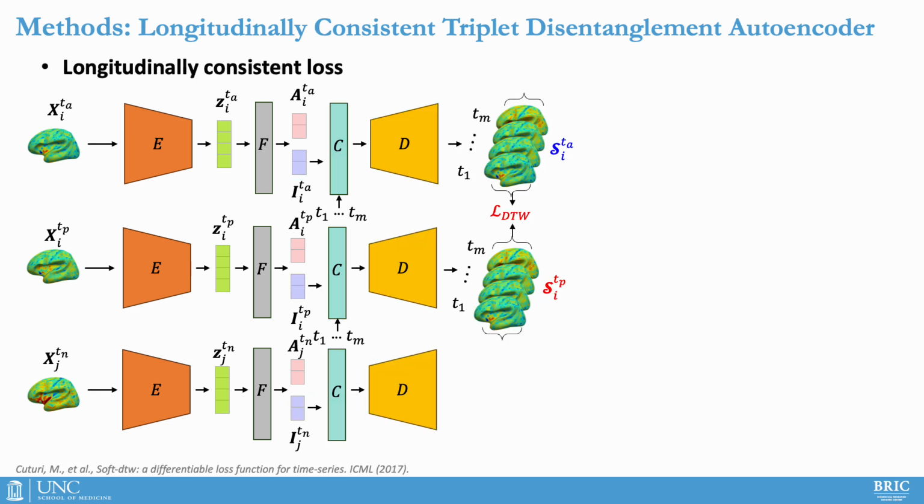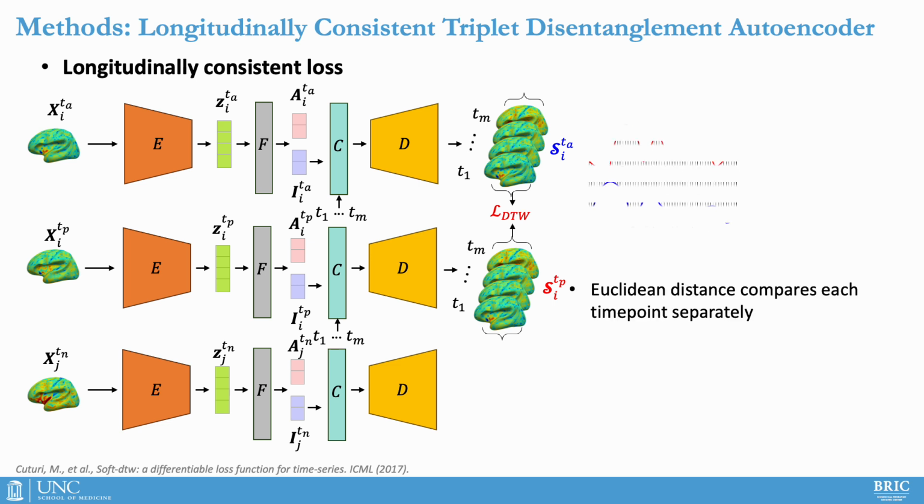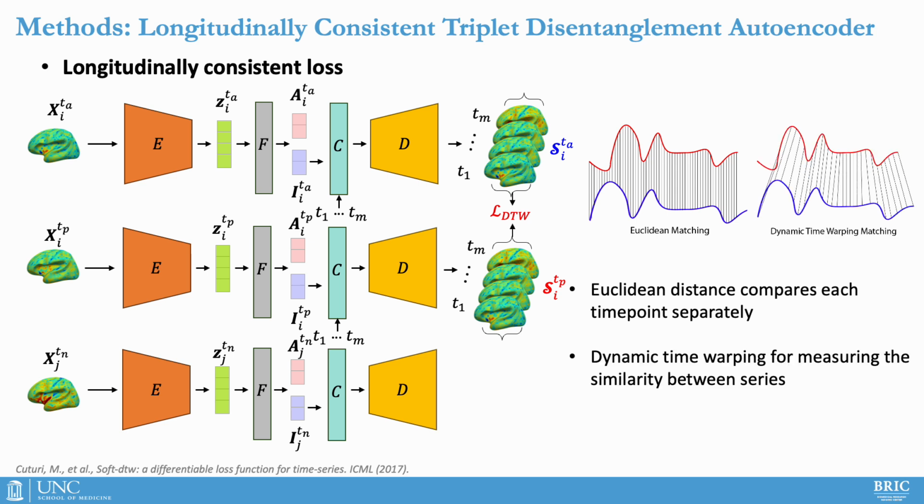To guarantee the consistency between two trajectories, we first consider the Euclidean distance. However, the Euclidean distance compares each time point separately, which cannot perfectly compare the tendency of trajectories. Therefore, we leverage the dynamic time warping algorithm for measuring the similarity between series, which computes the distance from matched series and finds the optimum path.